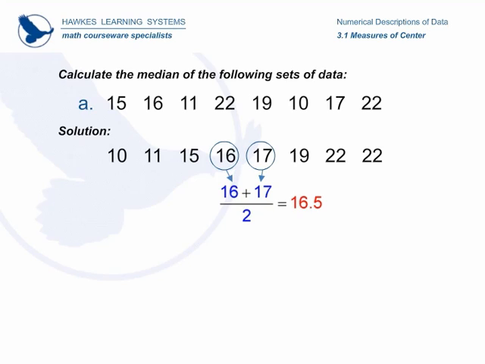So we would take the center two, which is 16 and 17. We would add those together and then divide by 2. And that would give us a median value, in this case, of 16.5.